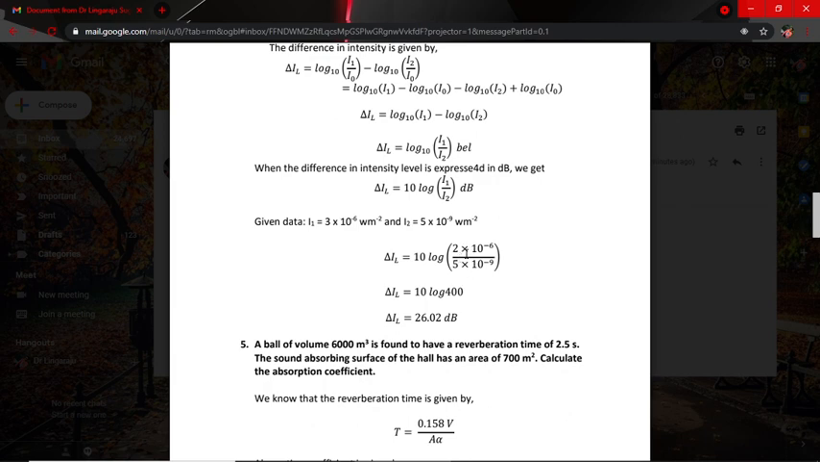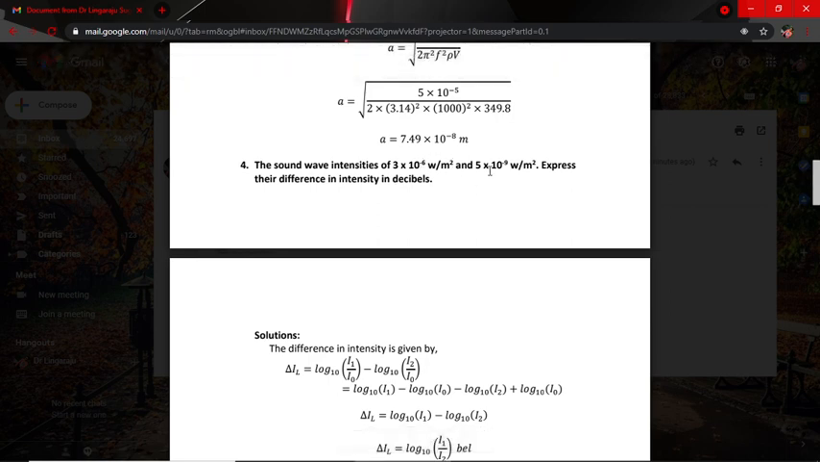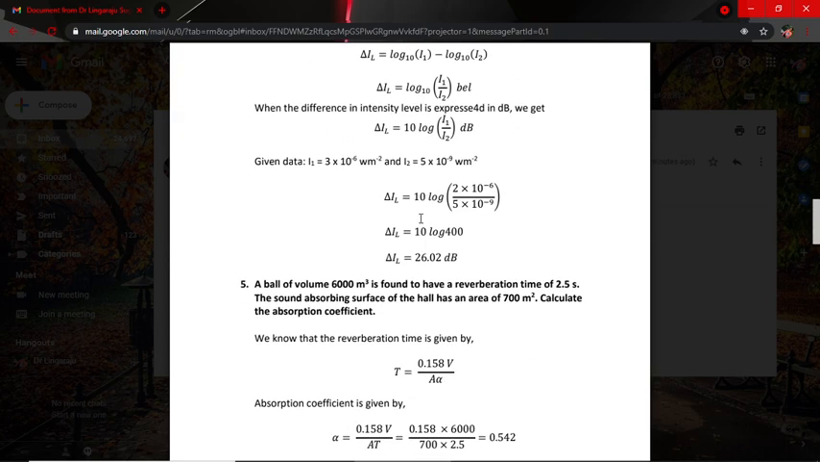See, you divide these two values, we are getting 400. So the difference of intensity level is equal to 10 log of 400. Substitute once again and simplify, log of 400, that is equal to 26.02 dB. So it is the difference of sound wave intensities if they have these intensity values. The difference of intensities in decibels is this value. Like that we are going to explain.